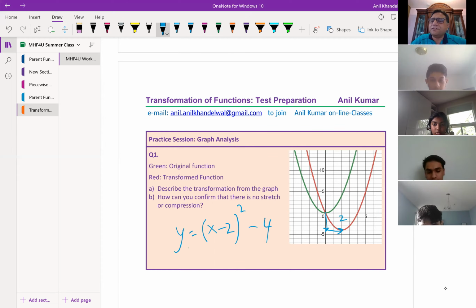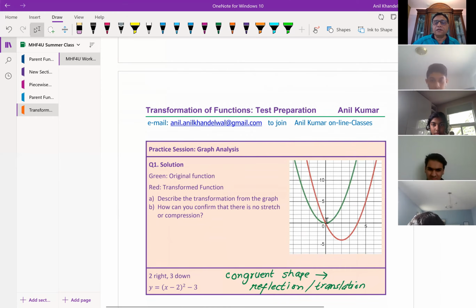You can see that it is a pure translation, right? In translation, the graph is exactly congruent to the previous graph. Do you see that? So if the two graphs are congruent to one another, in that case, we know there is no stretch or compression taking place. That is a very key point to understand from here, right? So here is your answer.